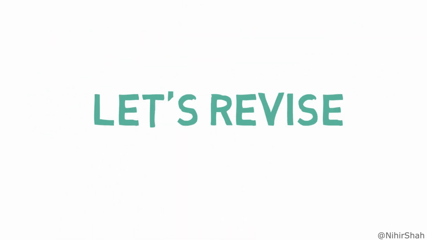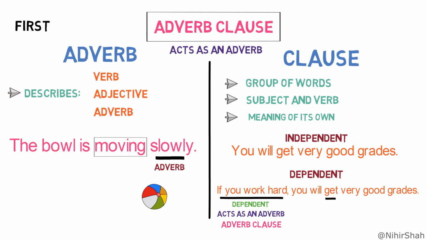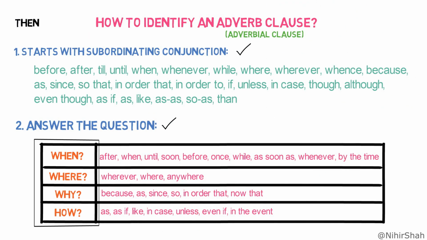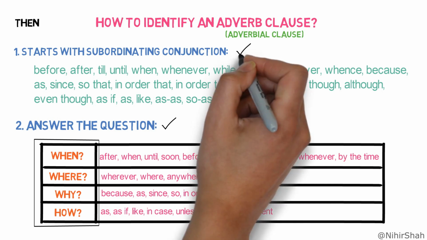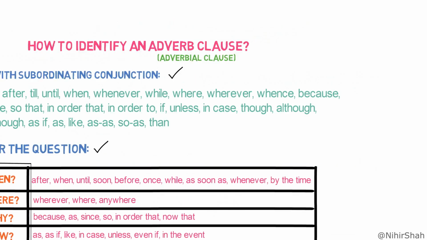Let's quickly revise what we learned in this lesson. First, we understood what is an adverb clause. An adverb clause is made of 2 words, adverb plus clause, and acts as an adverb in the sentence. Then we looked into 2-step formula to identify an adverb clause in a sentence. The steps are: number 1, adverb clause generally starts with below subordinating conjunctions. And step 2, it answers when an action occurred, why an action occurred, where an action occurred, or how an action occurred in form of a clause.